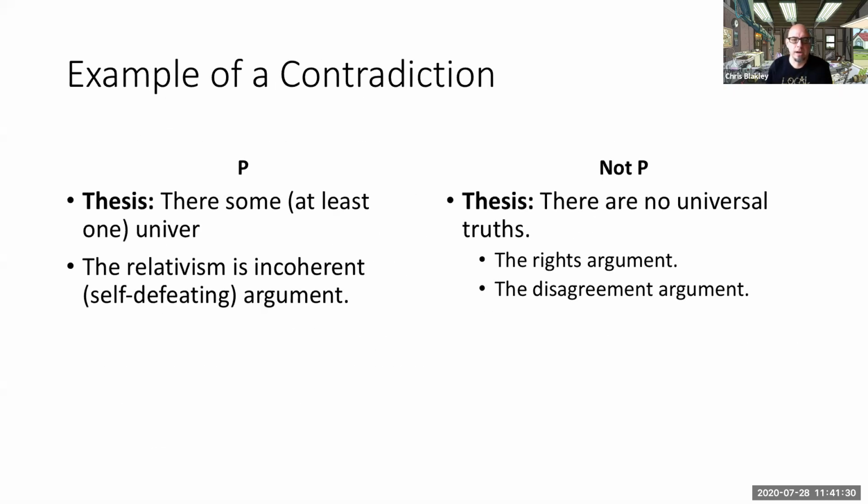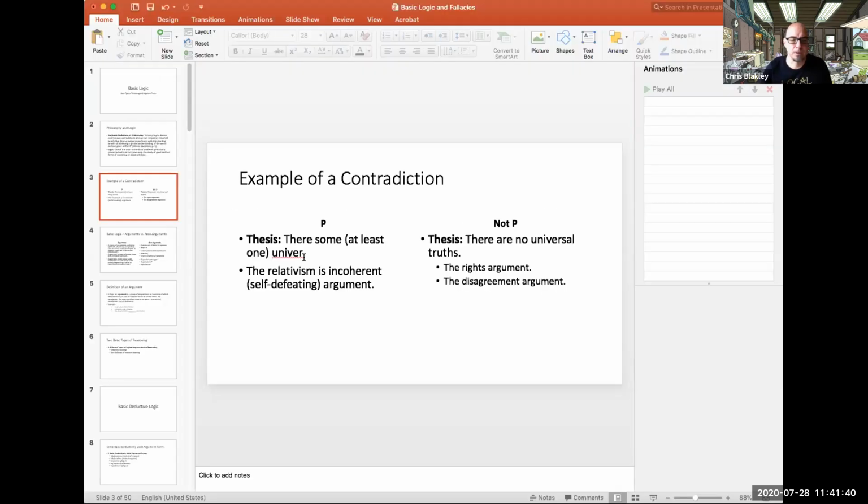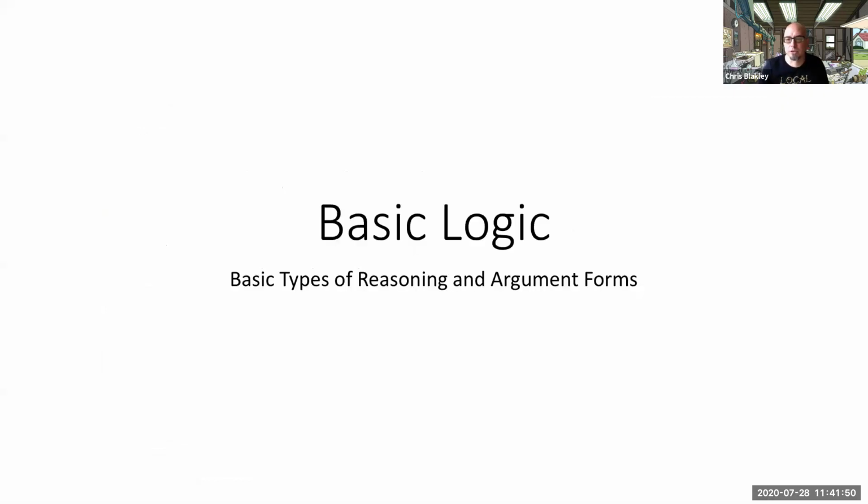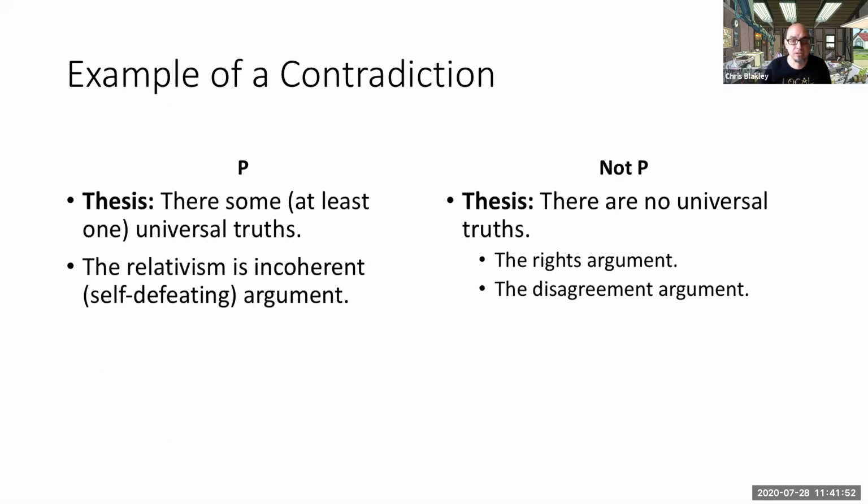Back up there. So here we have it corrected here. On the left side of the screen, we have the view that there are some universal truths, right? And in logic, some means at least one, right? So that's all that "some" is really referring to there. It doesn't have to be more than one. It just has to be at least one.